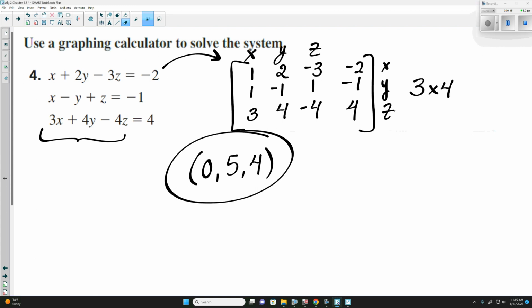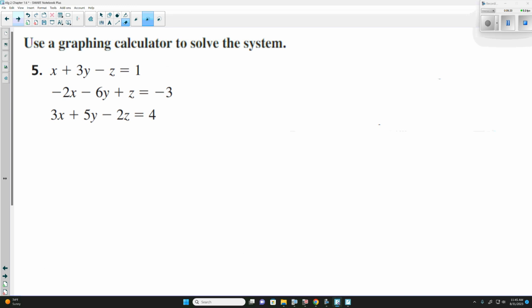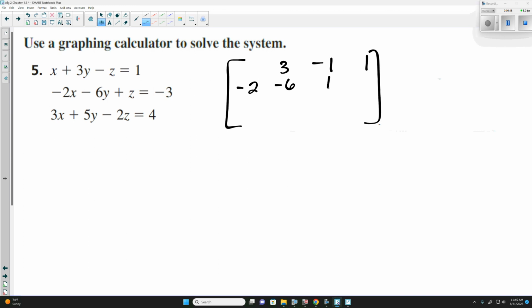Are you ready to look at another one? Okay. So if we look at this next one here, number 5, we do have 3 equations. All 3 variables are on the same side and in the correct order. So our augmented matrix would be what? It would be x 3, -1, 1, -2, -6, 1, -3, 3, and 5.